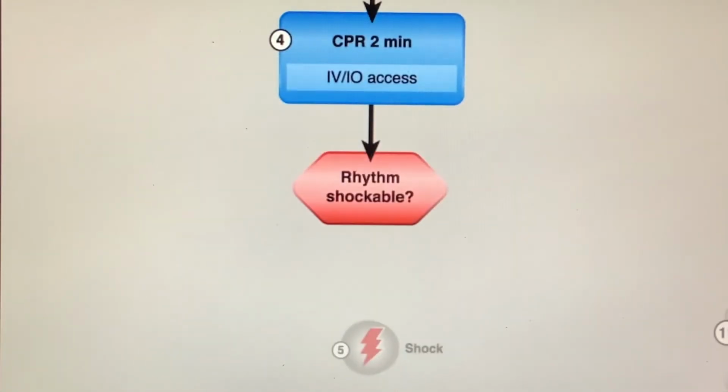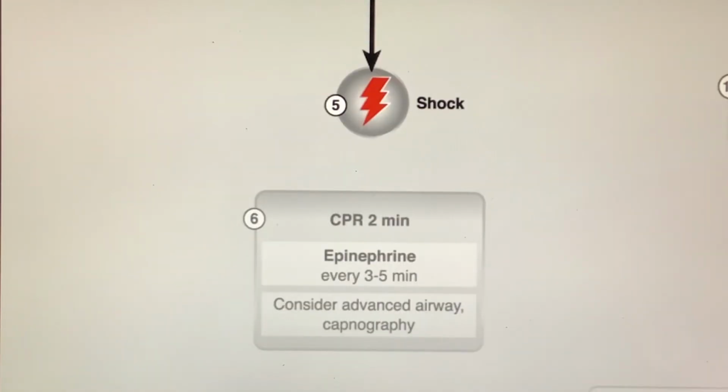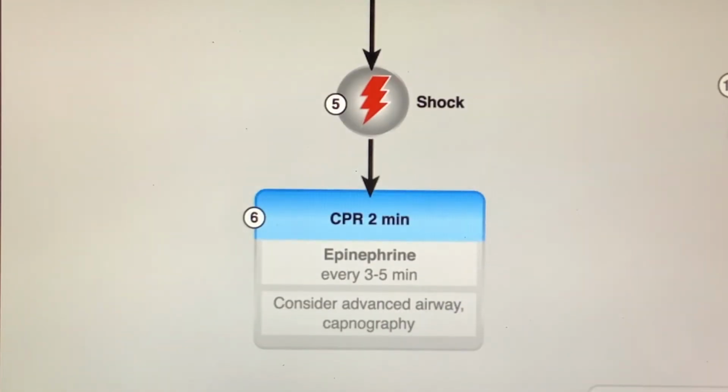After 2 minutes, or about 5 cycles, of CPR, conduct a rhythm check. Healthcare providers can perform a pulse check at the same time they're performing a rhythm check. For persistent VF or pulseless VT, give another shock and resume CPR immediately. When IV or IO access is available, give 1 milligram of epinephrine during CPR after the second shock has been delivered. Repeat epinephrine administration every 3 to 5 minutes.